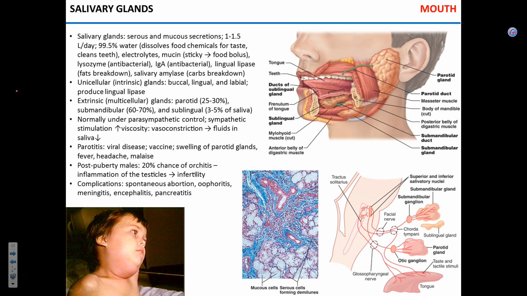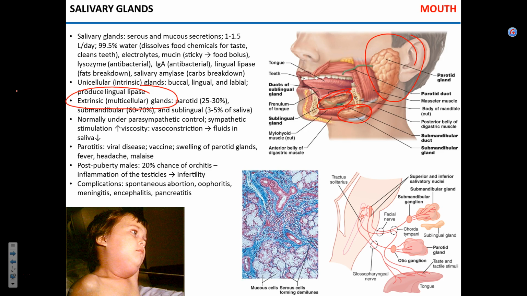So we have 3 salivary glands. We have a large parotid gland and smaller sublingual and submandibular. So sublingual is under the tongue. Submandibular is under the mandible, the lower jaw. Those glands are called extrinsic, multicellular glands.